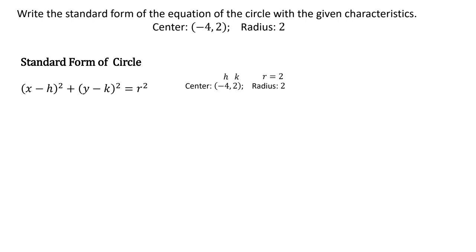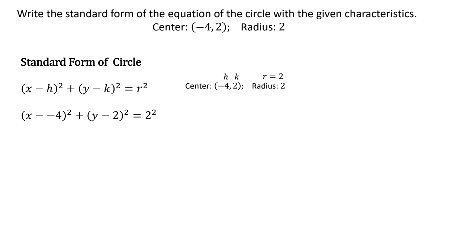So in this particular problem, they gave me the center, which is negative 4, 2. So this applies to the h and k. h is negative 4, k is 2, and then my radius is 2. So all I have to do to get the standard form of the circle is just plug these numbers into these variables and simplify.